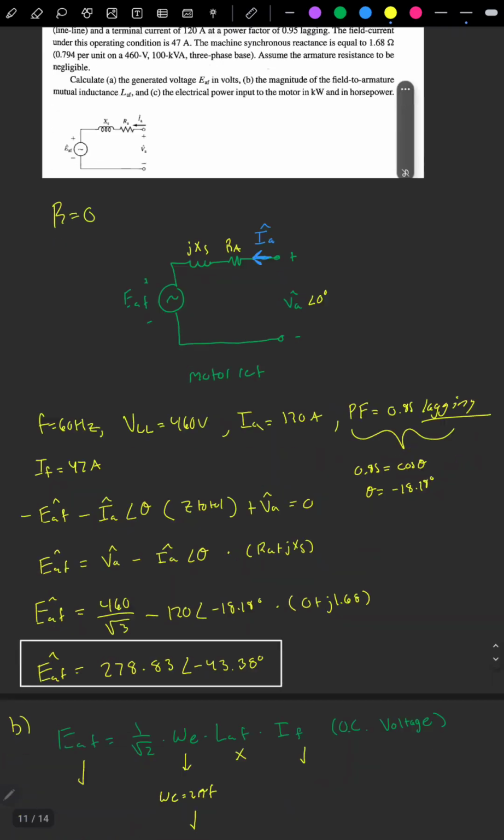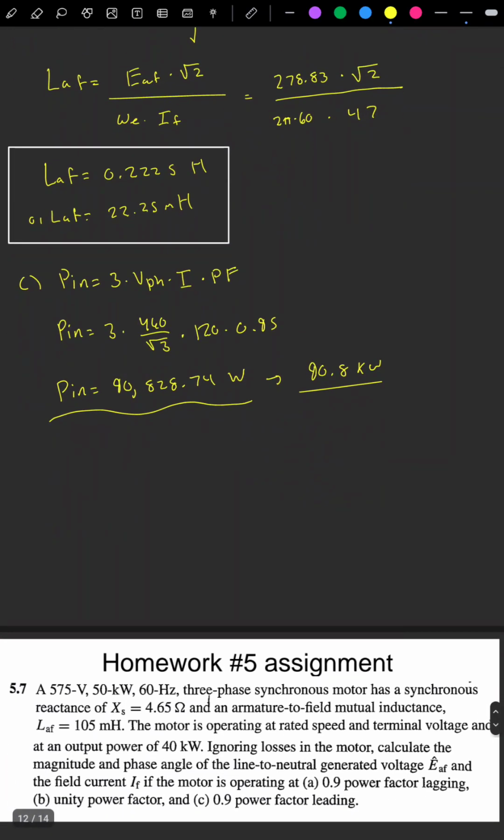It's also asking for the horsepower. Well, the equation for horsepower is 1 horsepower equals 745.7 watts. So basically, we're going to take our 90,828.74, divide that by 745.7 watts, and that's going to give us 121.8 horsepower.